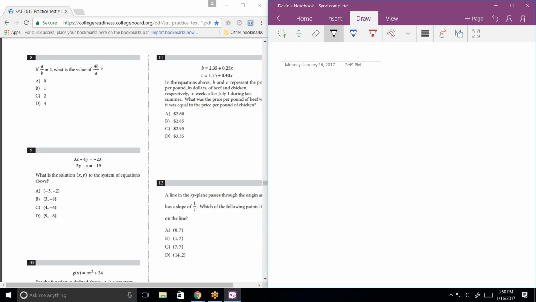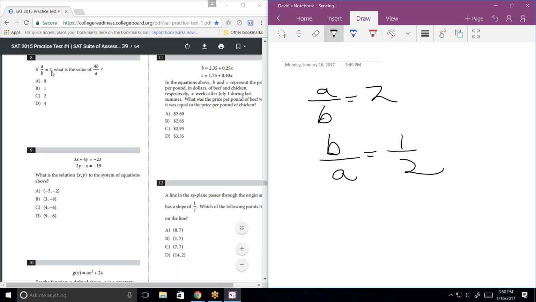Okay. You see what I'm saying? In other words, A over B. Oh, I thought it was 2. 4A over. Okay. Well, it is 4B over A, but the first thing I want to know is what is B over A? Oh, I thought it said 4A over B. Ah, well, that would just be 8. And that answer isn't on there.